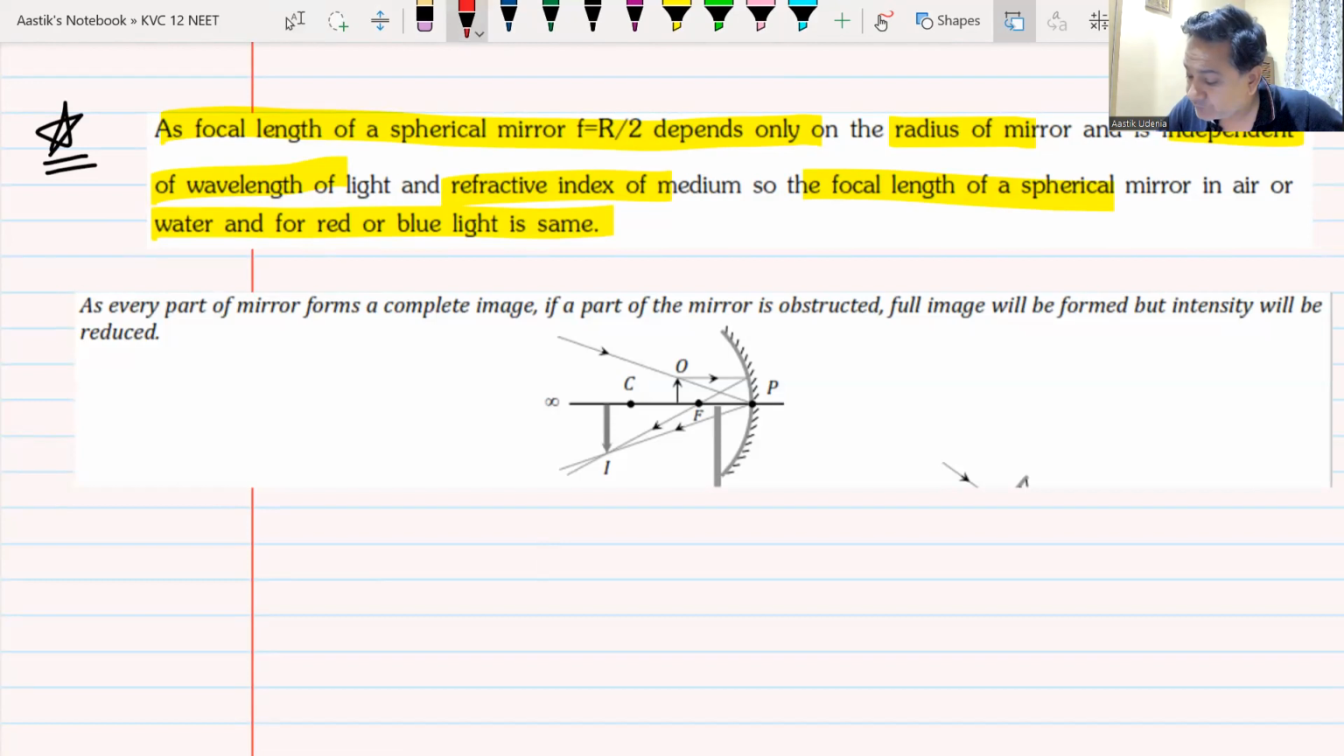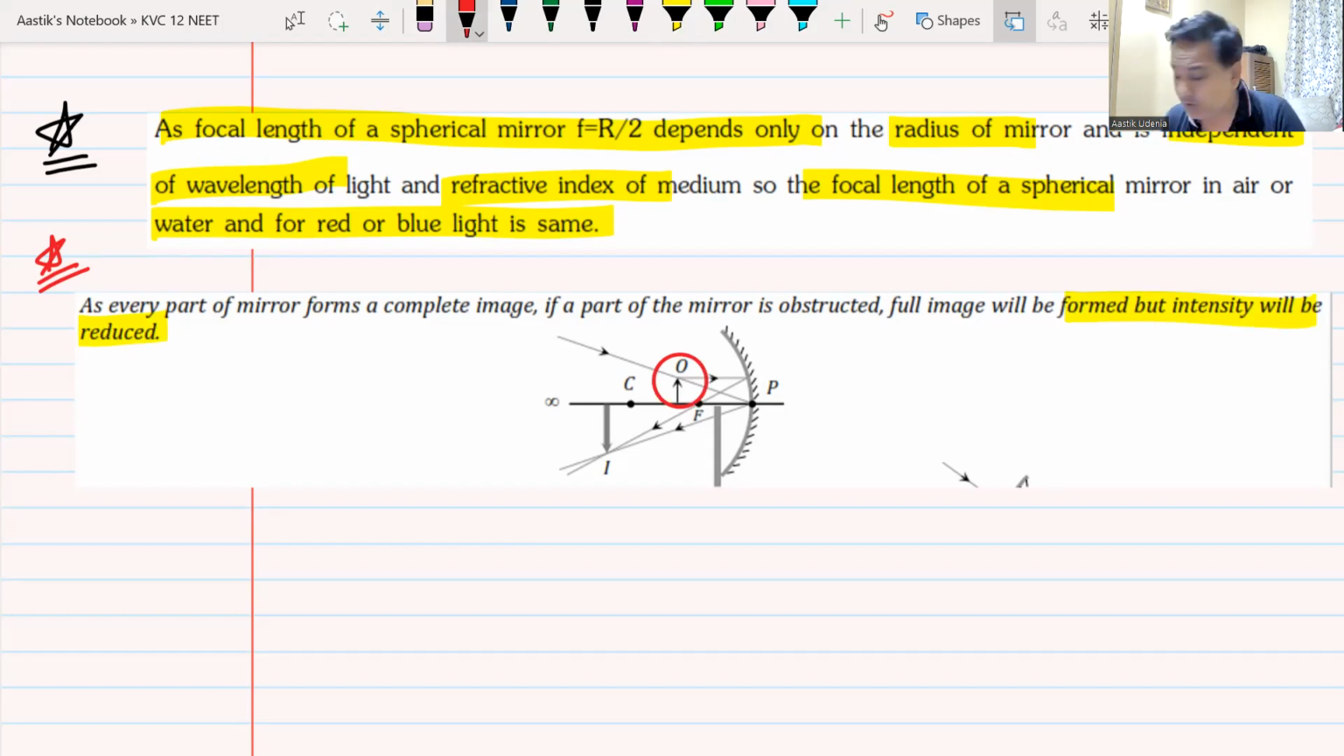I have seen a large number of questions which come on what will happen if you blacken or block a part of a mirror or a part of a lens. So this is the point for part of a mirror. Every part of the mirror forms a complete image. If a part of the mirror is obstructed, the full image will be formed, but the intensity of the image will be reduced. So as you can see here, my dear friends, there is an object here.